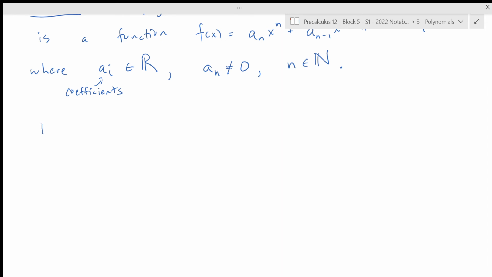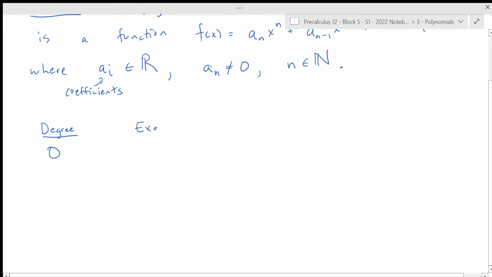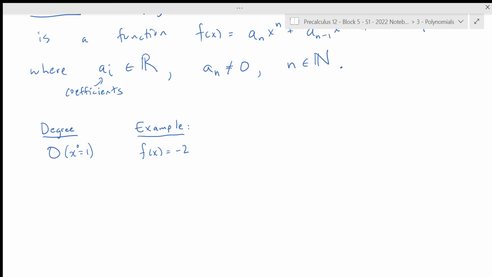So we're going to look at what the degree is. We're going to look at an example of it. We're going to name it, and then we're going to graph it. Okay, so we have a degree 0 function. Well, what's an example of a degree 0 function? If we have a degree 0 function, that means we don't have an x, it's just a constant. So you could have, for example, f of x equals minus 2 would be a degree 0 function. Why is that? Well, because x to the 0 is going to equal 1. So that means the highest power of x is just a number, no variable at all.